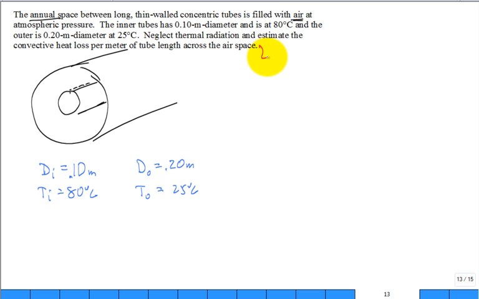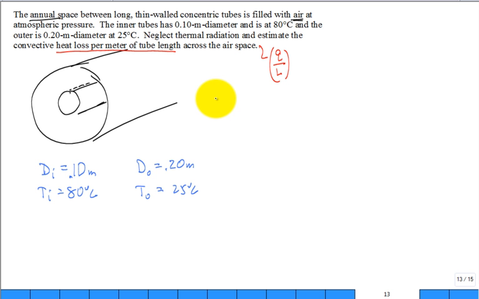So what symbol would you suggest we use for the answer? It's heat loss per meter of tube length. Q prime or Q over L? What would be the SI units of my answer? Watts per meter. Very good. So now what would be the approach?